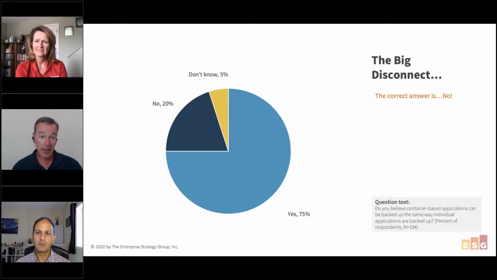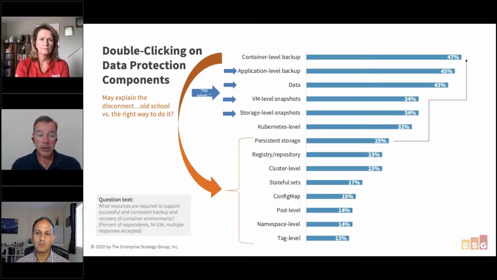And actually, if you look at the next bit of research we have, I break it down for you. This was a question we asked that was a bit of a trick question, maybe you could say, where we said, okay, tell us what is needed to be successful in protecting essentially a container environment. So if you said container level backup, you're right, because that's really what it is. It's kind of a broad statement, I get it. It turns out we also broke down what it means. If you can see the arrow and all of the various components. And by the way, I should have added Kubernetes level in this as well. And that's really what it's made up of.